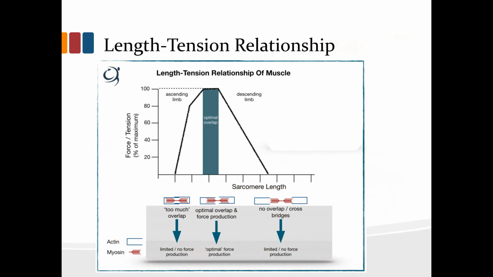So that's why we use this graph called a length tension relationship graph, and it's usually always in a bell curve shape. And so if your sarcomere is too short, you have too much overlap, so you can't shorten anymore. If it's too long, you don't have any overlap, so you can't get cross bridges, so you don't get any tension. And then right in the middle is your Goldilocks area of optimal overlap, where you get the highest amount of tension or force. So that's where you have optimal overlap. You can get lots of cross bridges and you still have room to shorten.